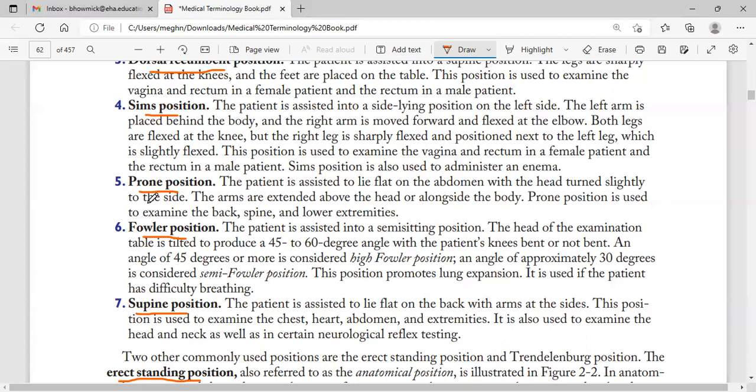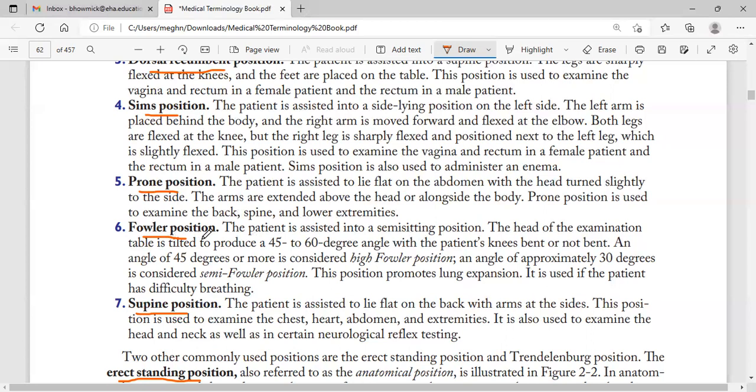Prone position. The patient is assisted to lie flat on the abdomen with the head turned slightly to the side. The arms are extended above the head and alongside the body. The prone position is used to examine the back, spine, and lower extremities.